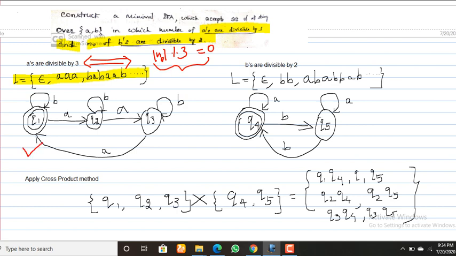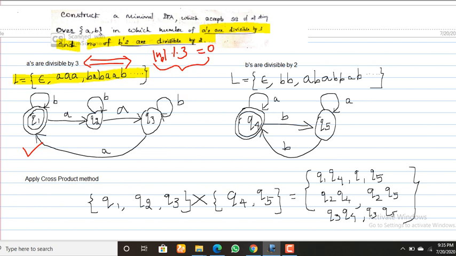Then this is the automata for a's divisible by 3. Just to check: a moves to Q2, from Q2 on receiving a it moves to Q3, and from Q3 on receiving a it goes to the final state. Yes. For b, a, b, a, a, then b: b, a, b, a, a, b. So it is an acceptable one.